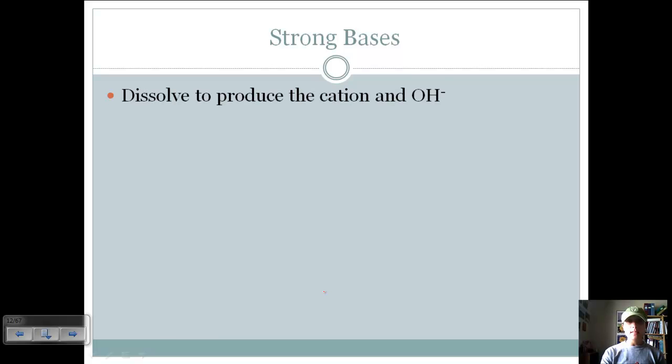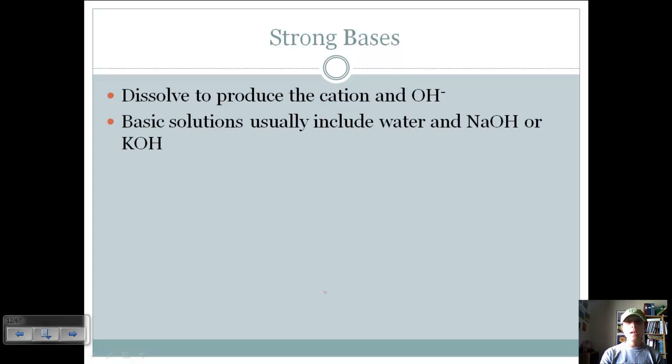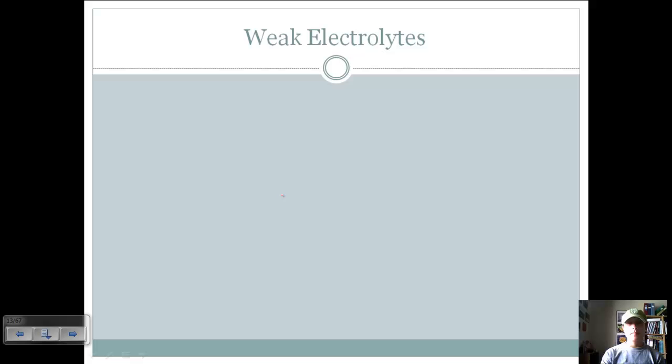Okay, let's look at strong bases. Bases usually contain a hydroxide ion. So a strong base is going to dissolve to produce the cation, which is the positive part, and the hydroxide ion. Basic solutions will usually be water and either sodium hydroxide or potassium hydroxide. So if we look at the reaction for potassium hydroxide, we're going to react it in water and break it up into its ions. Here's our cation, and here's our hydroxide ion.